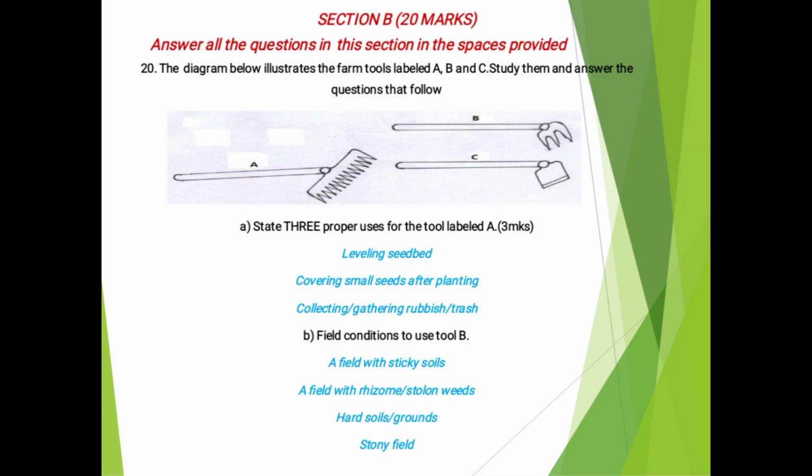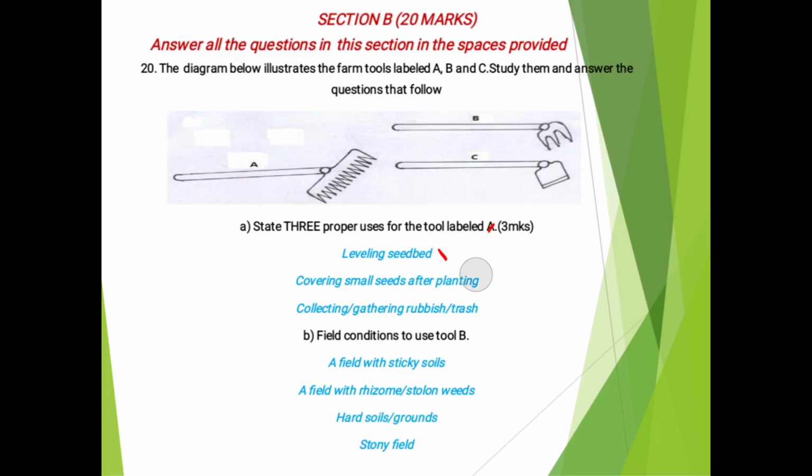State 3 proper uses of the tool labeled A, that is a rake. Number 1, a rake can be used in leveling a seed bed or even a nursery bed. Then it is also used in covering small seeds after planting, for example the seeds for kales and all that. Then collecting or gathering rubbish in the farm.